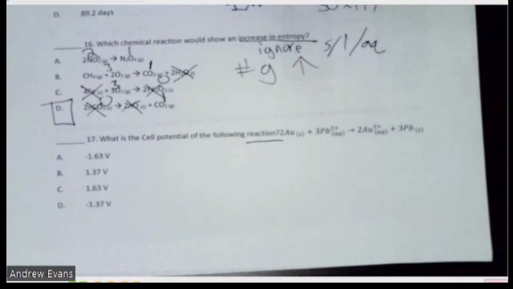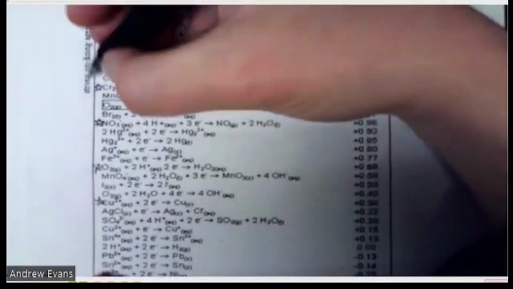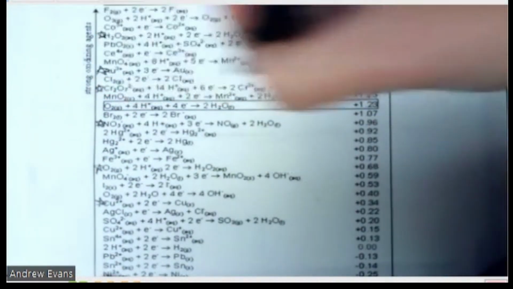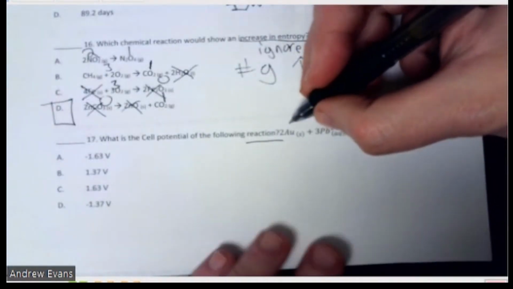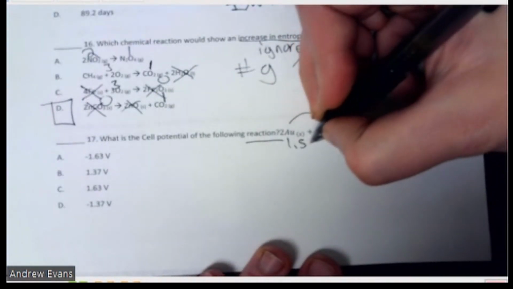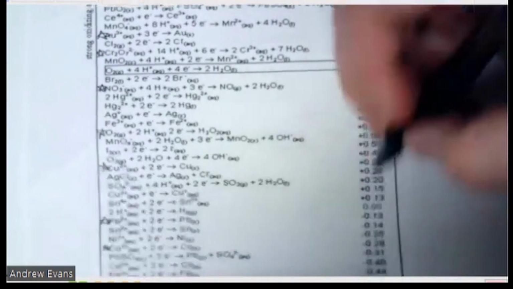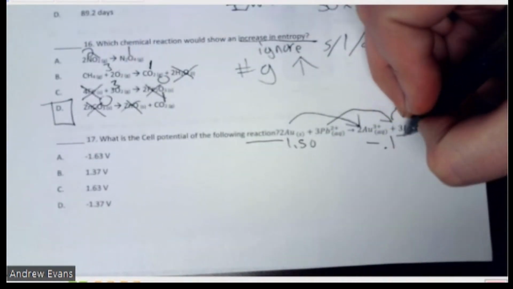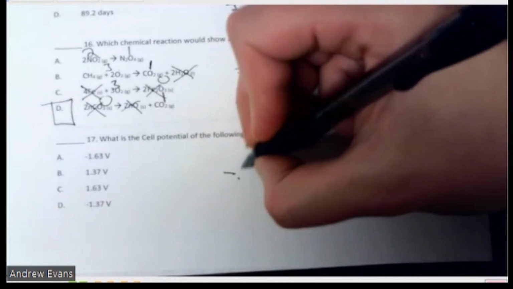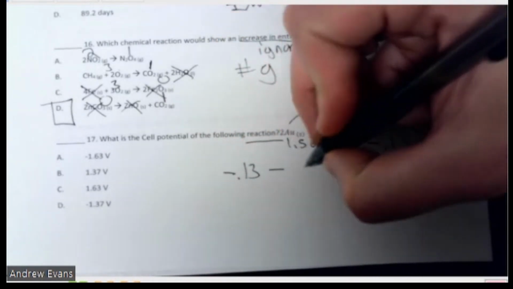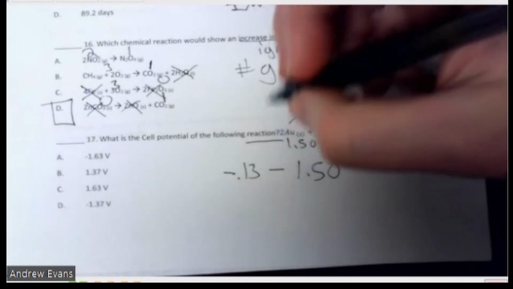What is the cell potential of the following reaction? So once again, follow the reaction. Gold, 5. Lead. Unfortunately, though, lead is the identical one and the opposite is our gold. So our answer is A, 1.63.